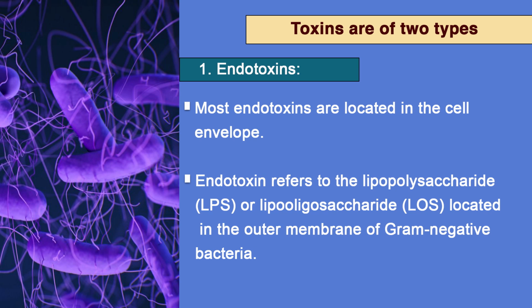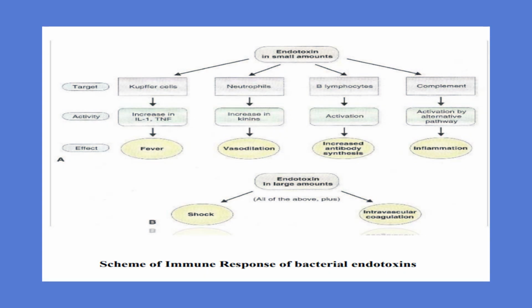Endotoxins are cell-associated substances that are structural components of bacteria. Most endotoxins are located in the cell envelope. Endotoxin refers specifically to the lipopolysaccharides and lipooligosaccharides located in the outer membrane of gram-negative bacteria. Here is the immune response to bacterial endotoxin. The endotoxins are divided into two components, large and small amounts. Small amounts of endotoxin target Kupffer cells, neutrophils, B lymphocytes and complement.